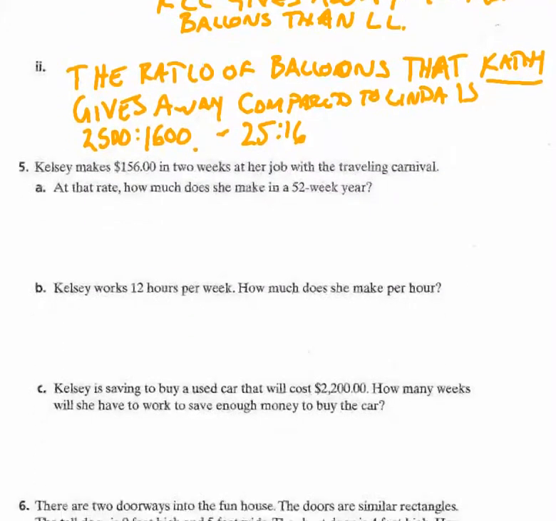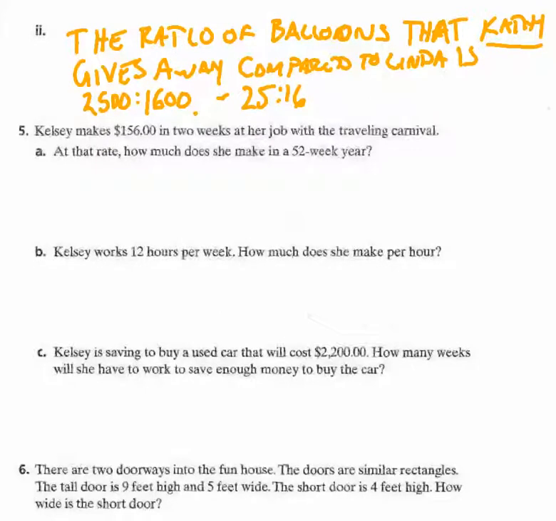$156 in 2 weeks at a job at a carnival. We're really working this carnival theme. At that rate, how much will she make in a 52-week year? So, first thing I want to know is how many groups of 2 weeks are there in a 52-week year? So I'd have to divide 52 by 2, and that's obviously going to give me 26 pay periods.